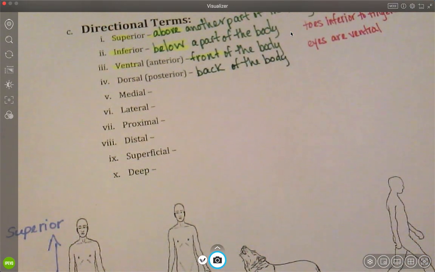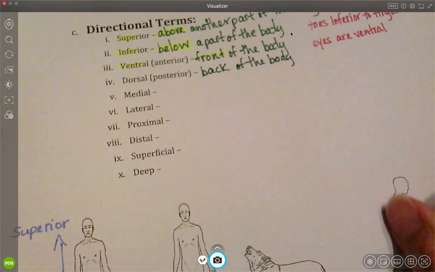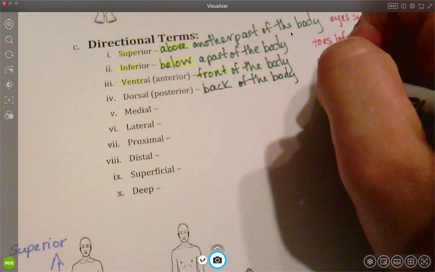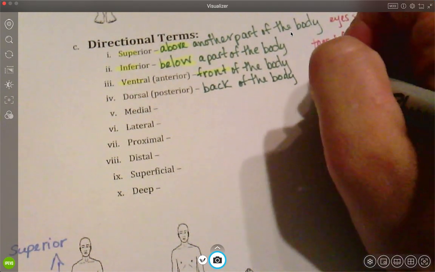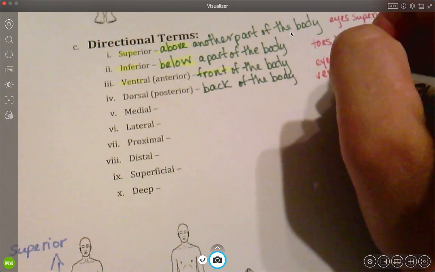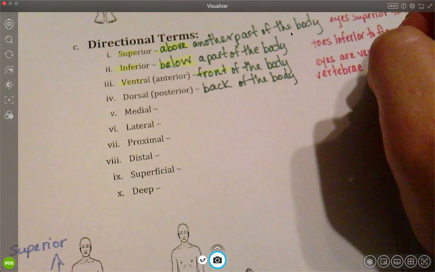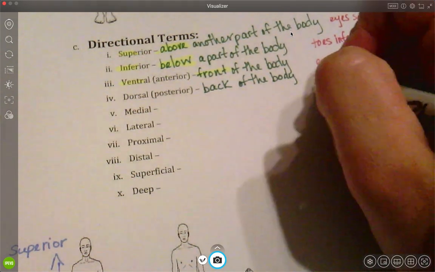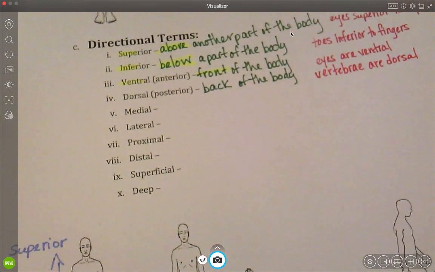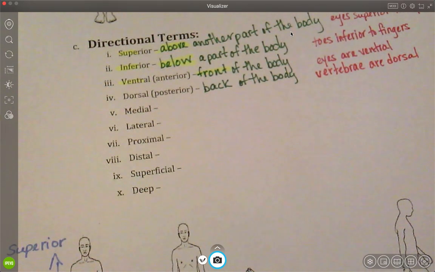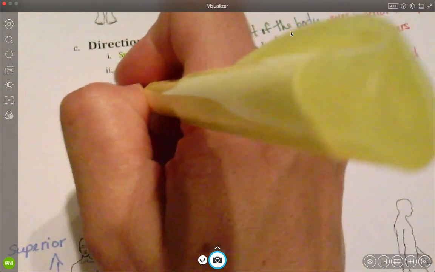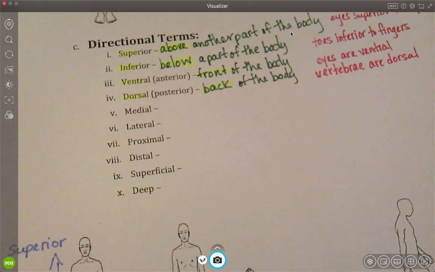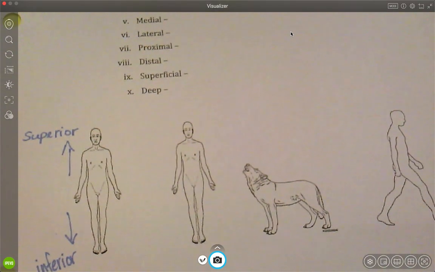So let's write an example down. An example could be that my vertebrae are dorsal. So my vertebrae are on the back of the body. Again, we're going to mark mid-term. So we'll do dors and back. Let's go down to the pictures down here.